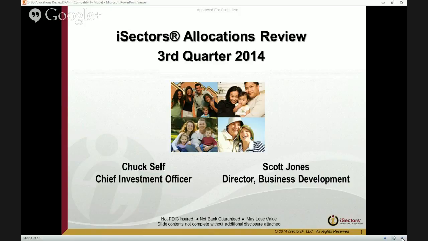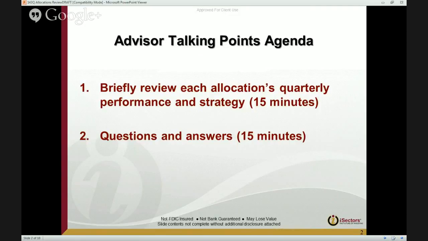Chuck will be providing a brief third quarter performance overview of all the iSector models and conclude with his near-term economic perspective on the markets. This call should last about 15 minutes with Q&A to follow.